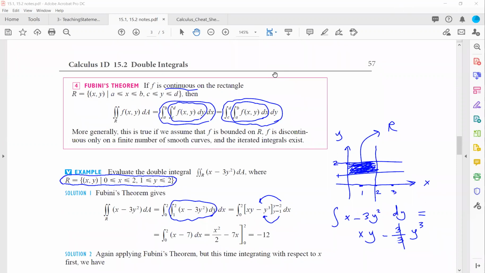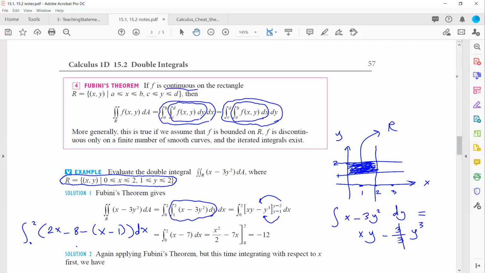When you plug in 2 for y, let me write it here for you, you get 2x minus 8, minus, now you plug in 1 for y, x minus 1, dx. Very well, 2x minus x is x. Negative 8 plus 1 is minus 7.